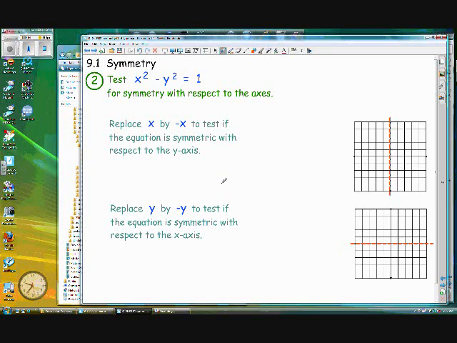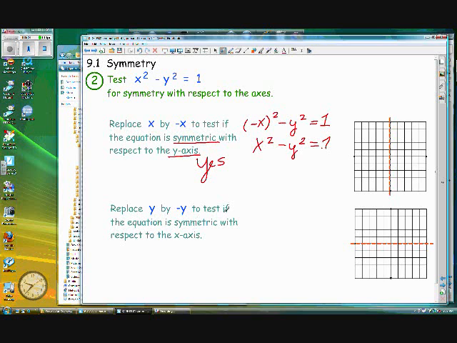Let's test for x squared minus y squared. So we're going to replace the positive x with a negative x and see if everything stays the same. A negative x, and what am I doing to that? I'm squaring it, not doing anything to y. That's equal, sorry. And that does stay the same. Nothing changed. So yes, with regard to the y-axis, it is symmetric.